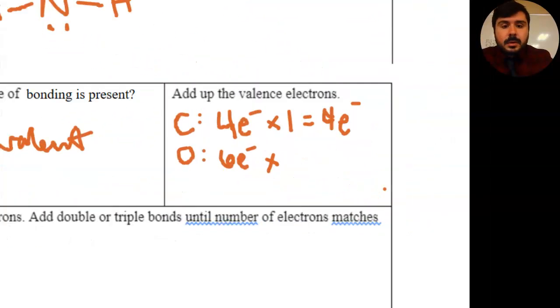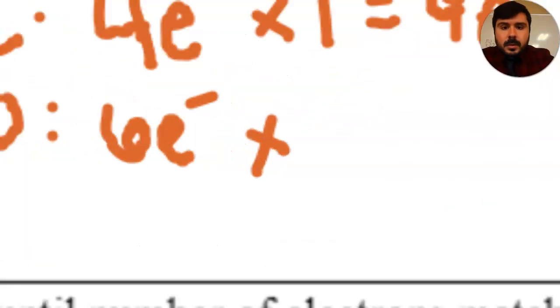I don't know what's going on here. Why is it zooming in? No, I don't want to zoom in. Oh my God, I have no idea what's happening here, guys.